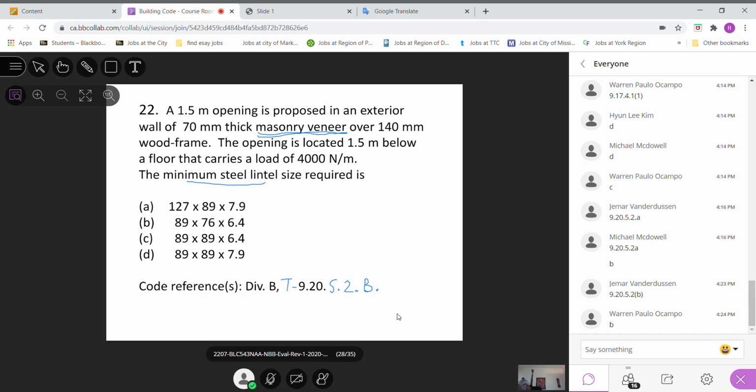At 70, we have an opening of 1.5. And the closest thing to 1.5 is 2.55. So we have to use an 89 by 76 at 6.4. The answer here would be B. Okay. Just a matter of going to the table based on the information here.